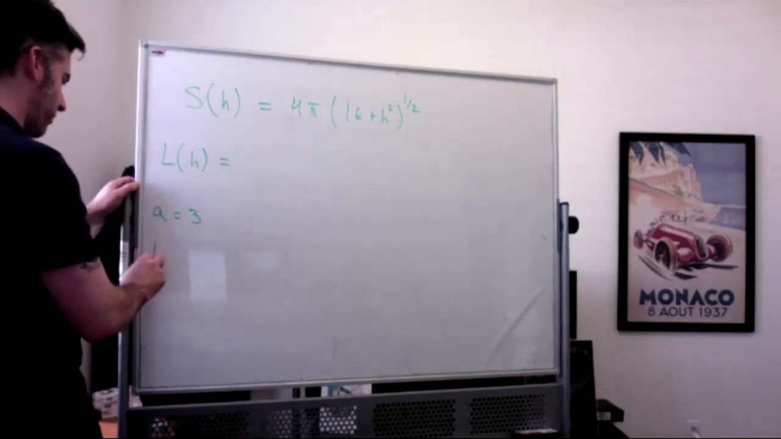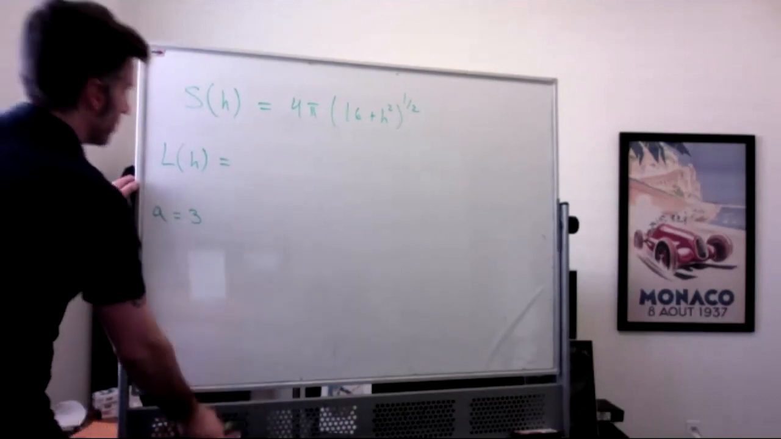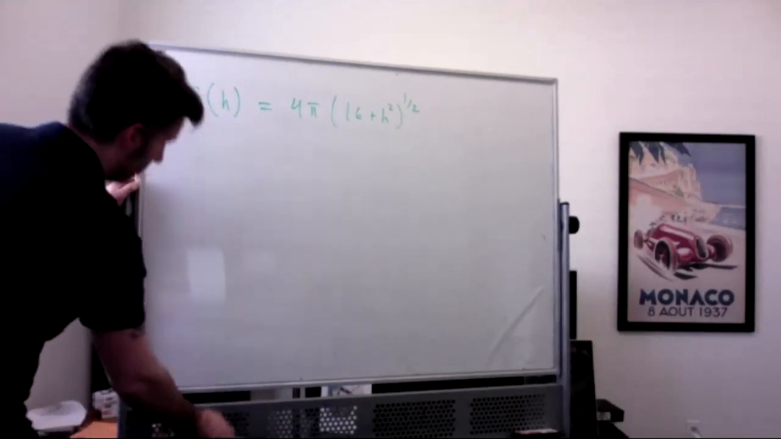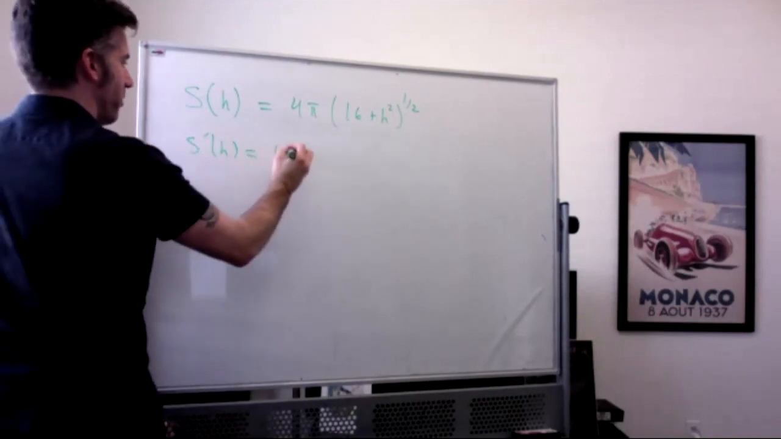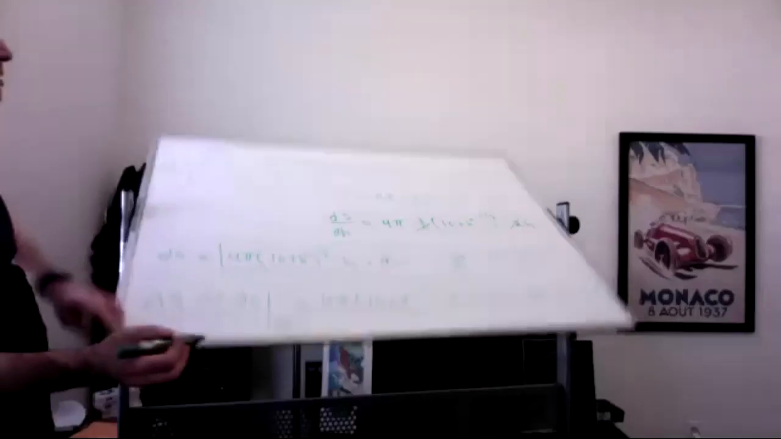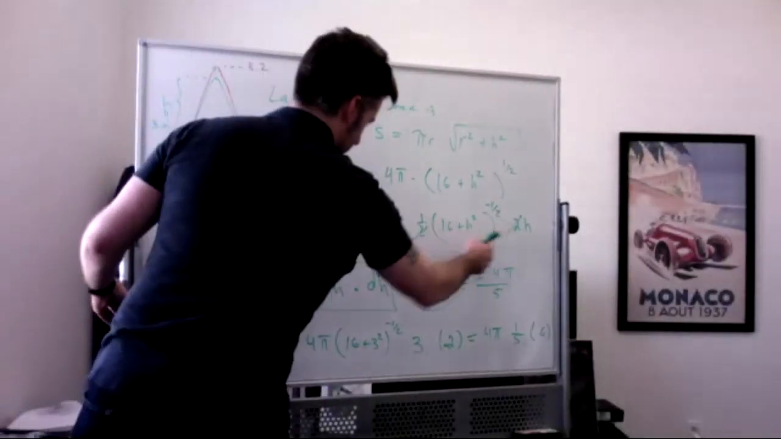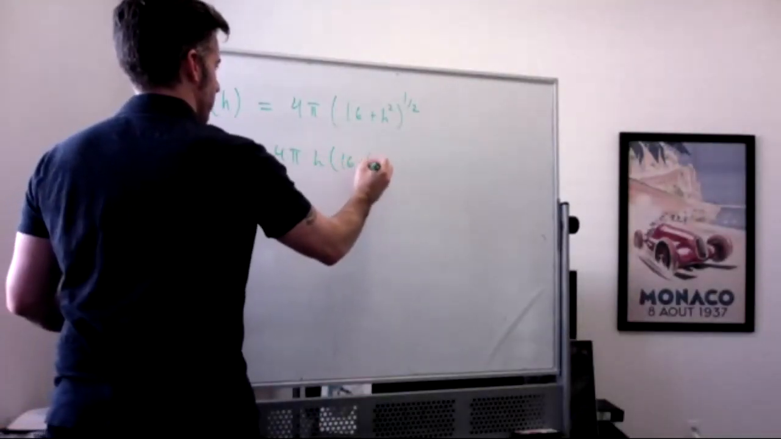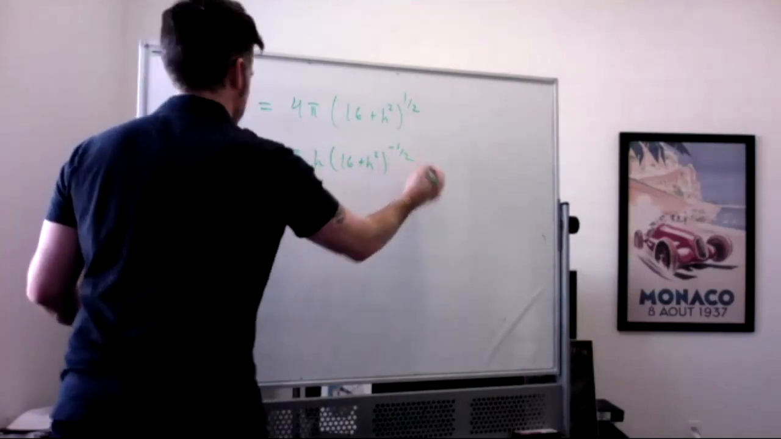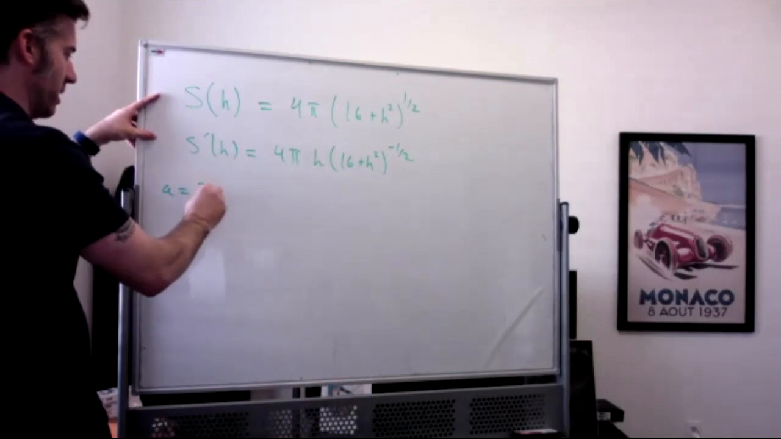And our derivative, we already found the derivative, let me write it again. Our derivative was 4 pi times h times 16 plus h squared to the negative 1/2. Our a value was 3, right?